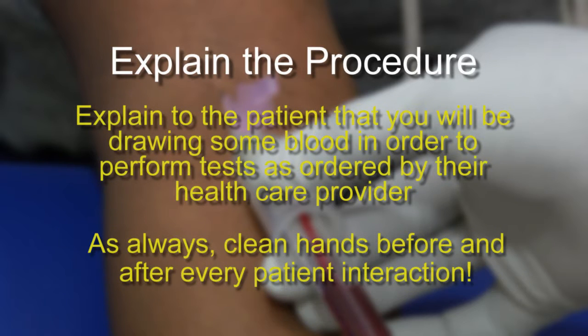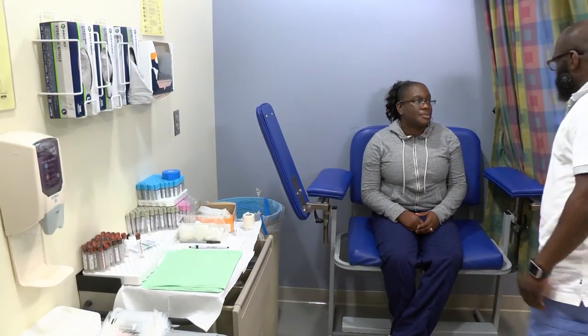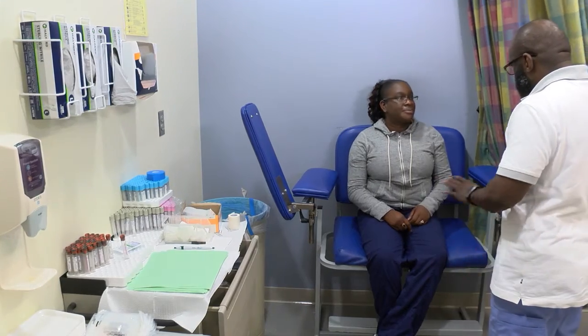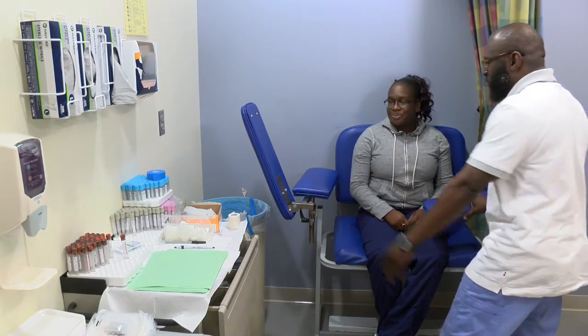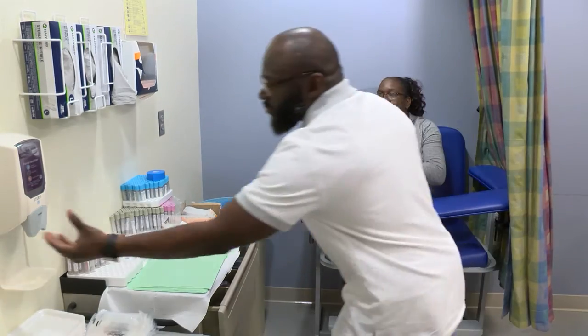Explain the procedure to the patient that you will be drawing some blood for tests ordered by their provider. So what we're going to be doing today, we're going to be doing 2 tubes. Okay, and then you've had this done before. Yes. There's nothing happened to you, everything went well. No. Okay, I'm going to put this down for safety. All right, and I'm going to take a look at your arm, all right?